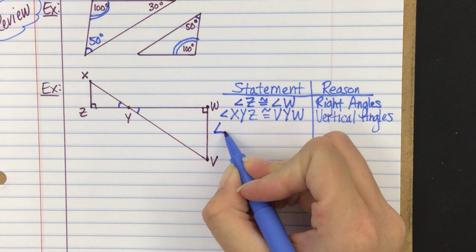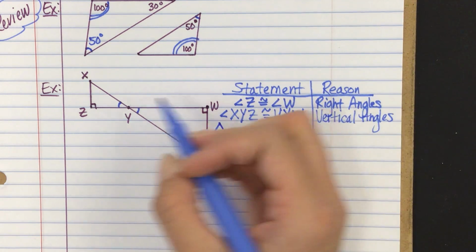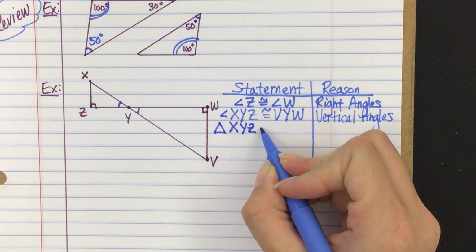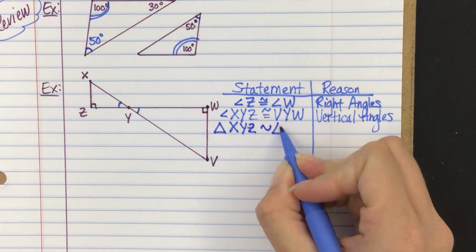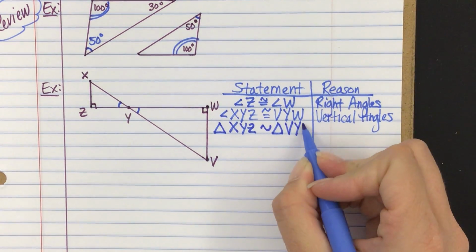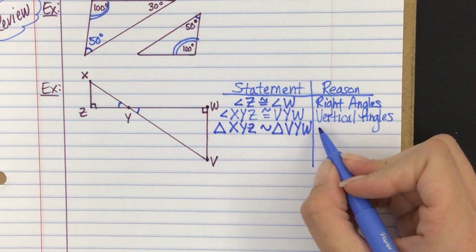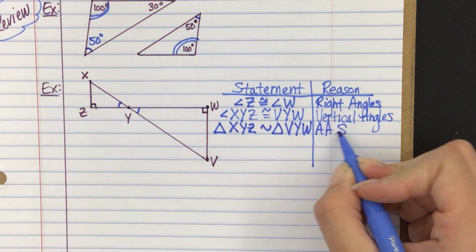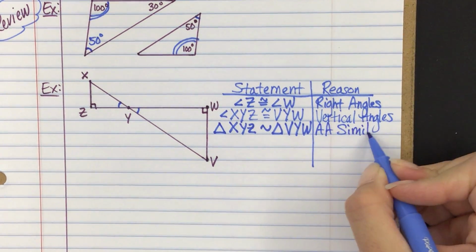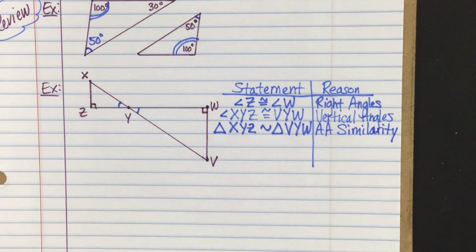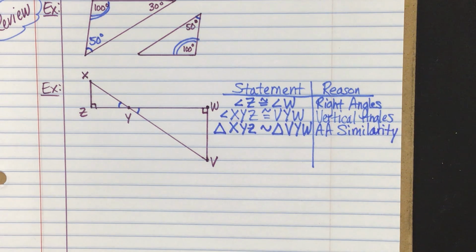I'm going to say that now that I have enough information, I can say that triangle XYZ is similar to triangle VYW. I can make this statement because of the angle similarity theorem. And I can just abbreviate it that, angle similarity. All right? Make sense?